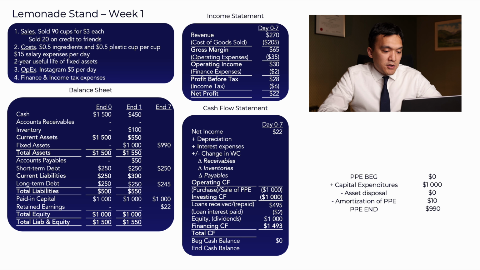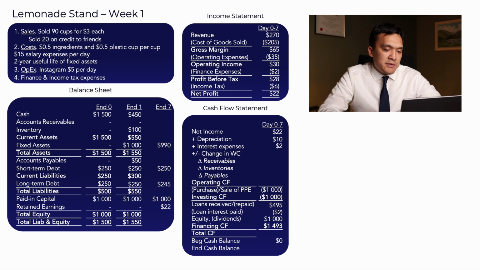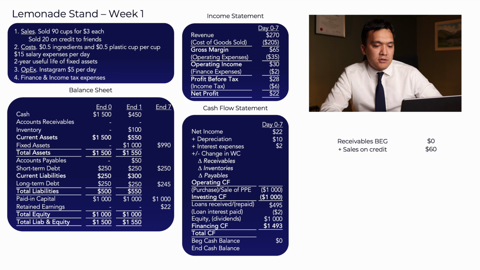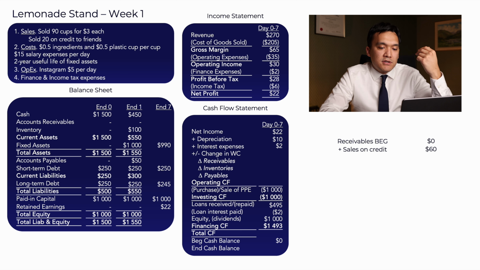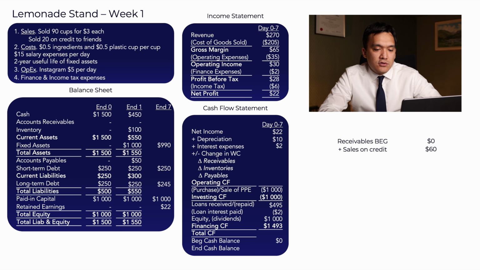So on the cash flow statement, we add to net income depreciation of $10 and interest expenses of $2. And now we need to calculate change in working capital. So at the beginning of the period, we had $0 of receivables, and we had $60 worth of cups sold on credit to our fans. So we sold 20 cups times $3 per cup. $60 of cups were sold on credit during week 1.